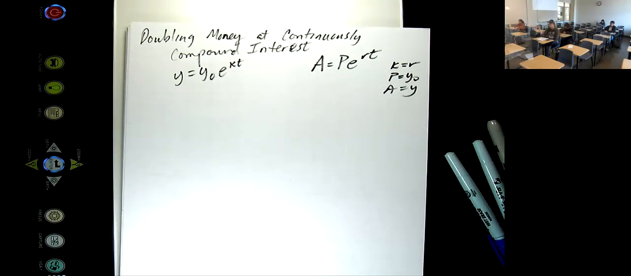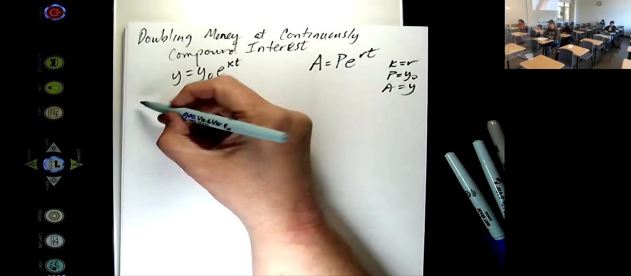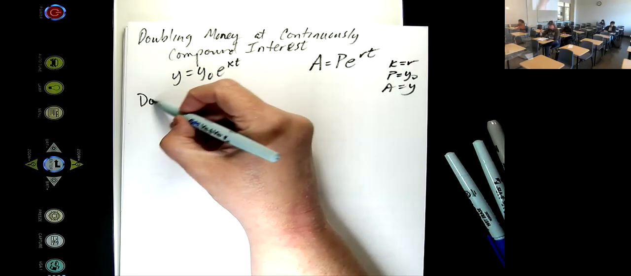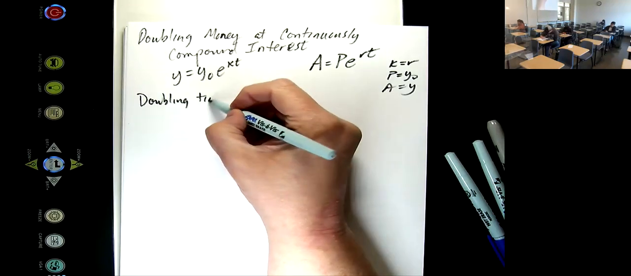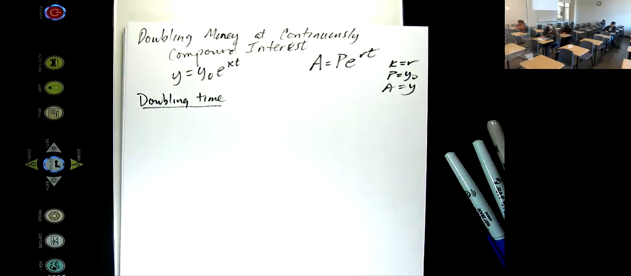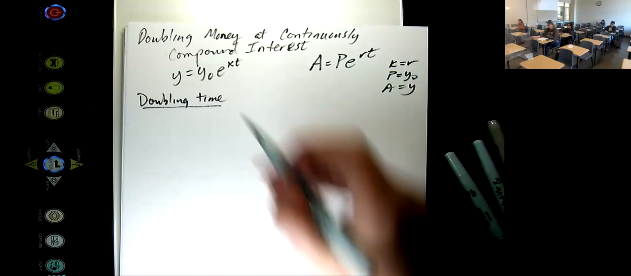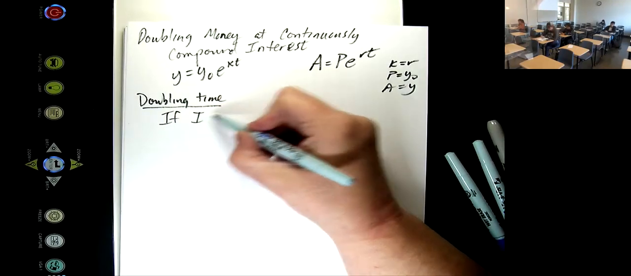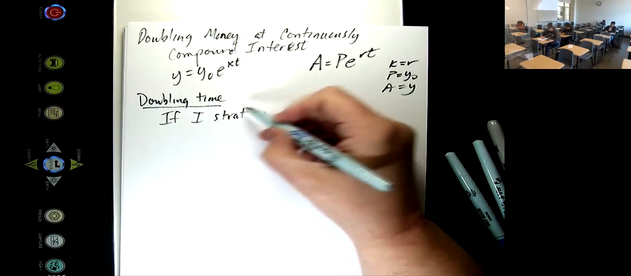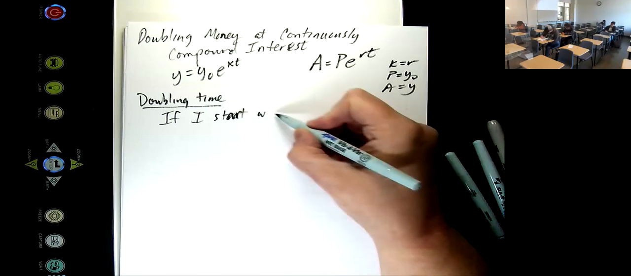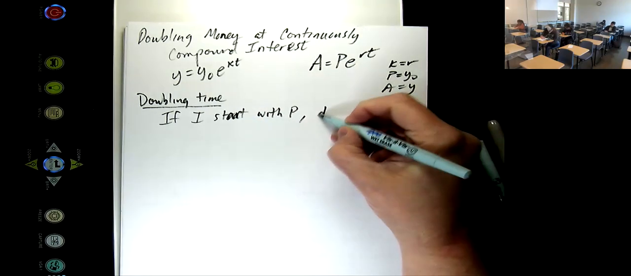So, finding doubling time is actually kind of neat. I'm not even going to give you an interest rate. If I start with P, what do I have when I've doubled my money? I have 2P, right? I start with P. Double means 2P.